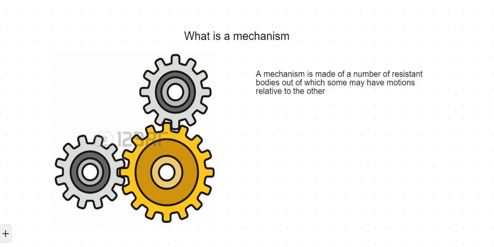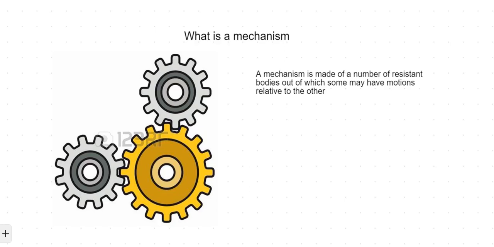What is a mechanism? By definition, a mechanism is made of a number of resistant bodies, out of which some may have motions relative to the others. This means that it is a collection of bodies which are joined to one another, linked to one another. Actually, a mechanism will be made of links, as you will see in the coming videos.